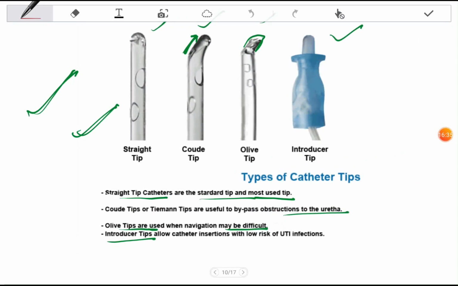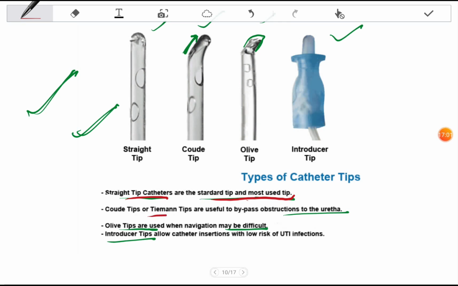Okay, so the straight tip catheters are the standard tip and most used tip. I'm sorry that I have scribbled already. Actually, I was preparing the lecture before I deliver it to you. So straight tip catheters are the standard ones, so they are used the most.